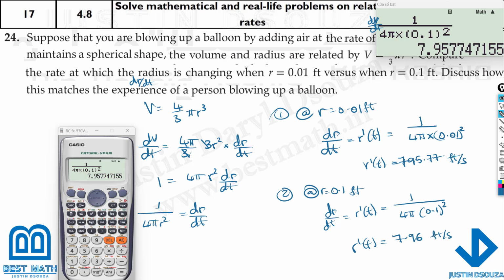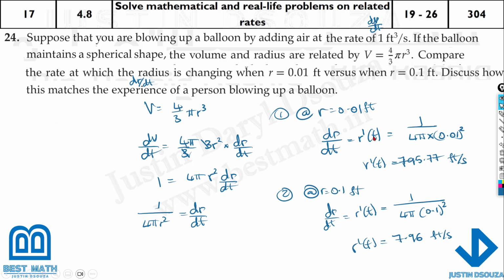Why is there so much difference? Look, when you initially blow air into the balloon, it's just a small balloon, right? It'll be big very easily, very quickly it'll gain the radius. So the rate of change of radius when the initial radius is such a small thing is more, it's always high.